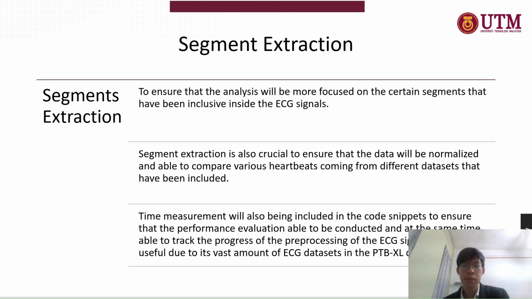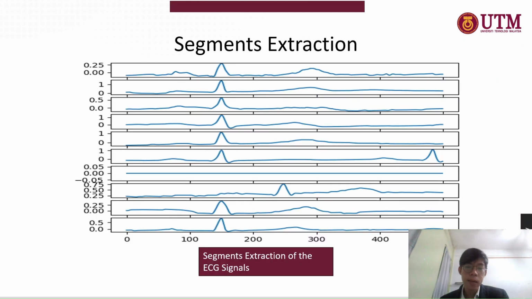Time measurement is also included in the code snippets to ensure that the performance evaluation can be conducted, and at the same time we are able to track the progress of the pre-processing of the ECG signal, which is useful due to the vast amount of ECG data encapsulated in the PTB-XL dataset. This diagram shows the respective extraction of segments in different ECG signals.